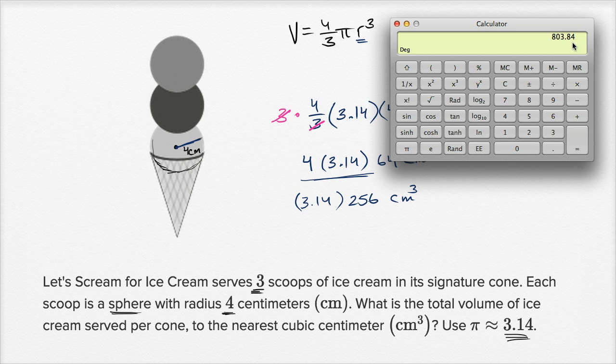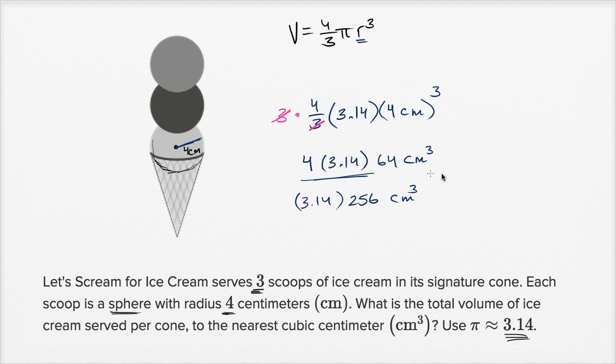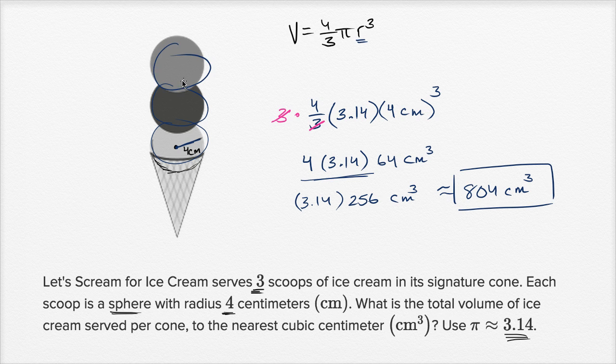And they tell us to round to the nearest cubic centimeter. So 803.84 cubic centimeters. If we round to the nearest cubic centimeter, we'll round up because we have an 8 right here. So it's going to be 804 cubic centimeters. So this is approximately 804 cubic centimeters. That is the volume of these 3 spheres combined.